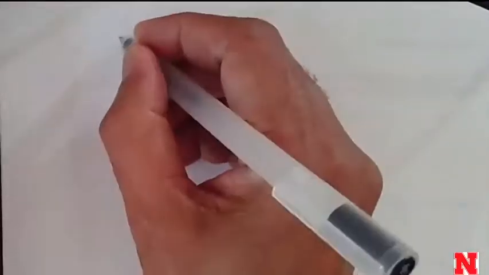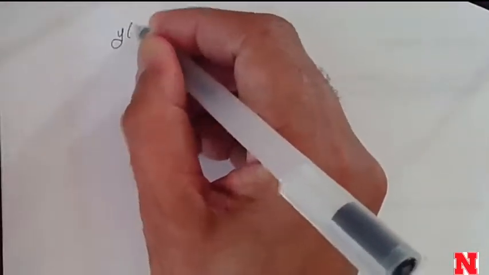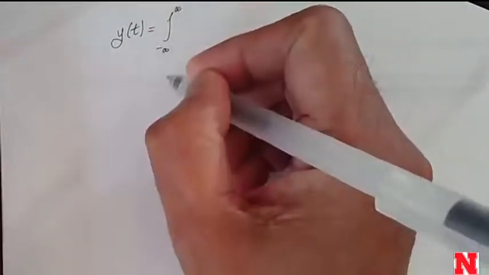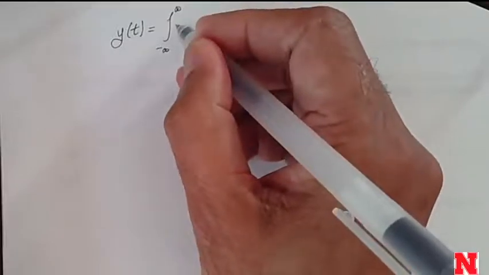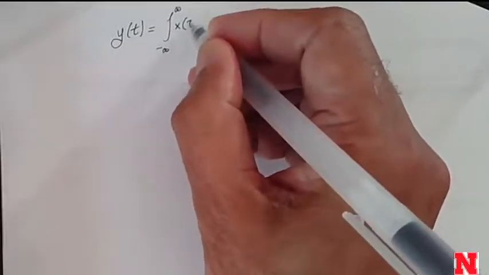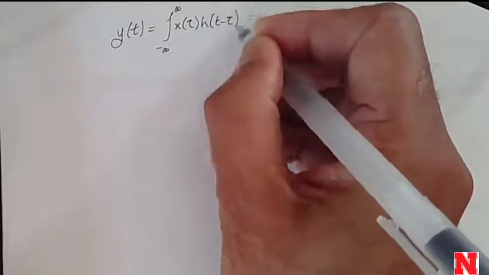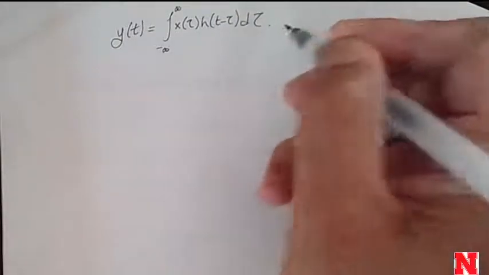Okay, so let's derive that. Here's the idea. Given a linear time invariant system with an impulse response h of t, we can find the input-output relationship for the input, say x of tau, through this convolution integral, right?